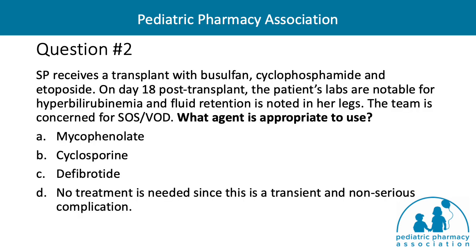Okay, so question number 2 is a patient case. SP receives a transplant with busulfan, cyclophosphamide, and etoposide. On day 18 following transplant, the patient's labs are notable for hyperbilirubinemia and fluid retention is noted in her legs. The team is concerned for SOS. What agent is appropriate to use? Is it A, mycophenolate, B, cyclosporine, C, defibrotide, or D, no treatment is needed since this is a transient and non-serious complication?